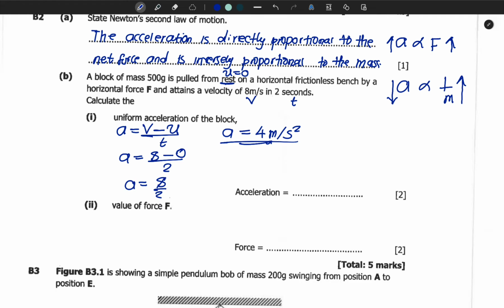Then for Roman number 2, we just need the value of F, which is net force. So force is equal to mass times the acceleration. So from the given information, the mass is given in grams, but according to physics, the mass should be in kilograms. So you need to use this conversion. So you need to say 1 kg is equal to 1000 grams.